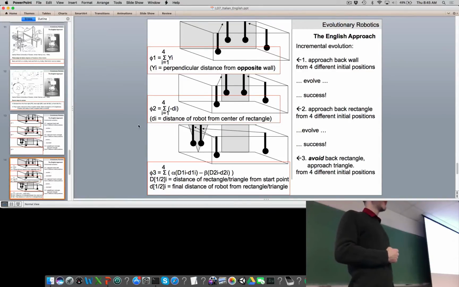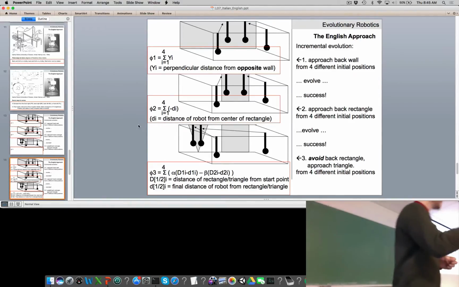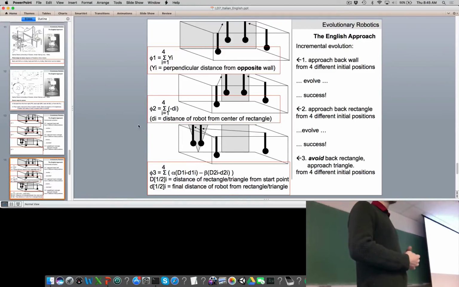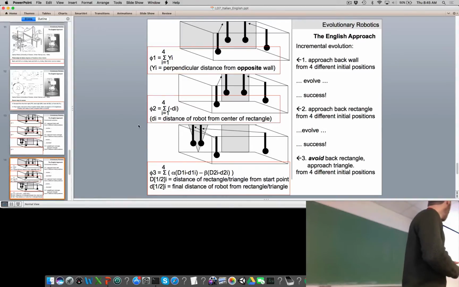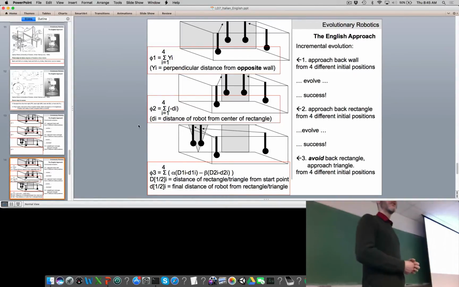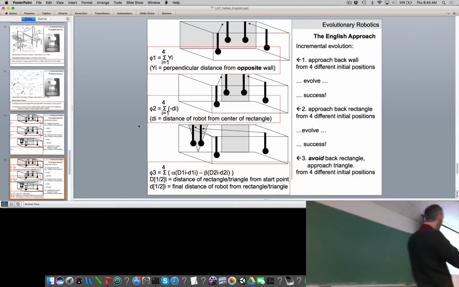Why would they introduce alpha and beta? Does that say you can weight the reward and penalty differently? Absolutely, right? So they were probably playing around with alpha and beta a little bit to sort of, if you increase beta, you were increasing the reward for getting near the triangle, and by increasing alpha, you're increasing the penalty for being anywhere near the rectangle. So this is, again, a bit of a tricky fitness function because we're trying to get the robot to do 2 things, go towards the triangle and away from the rectangle.